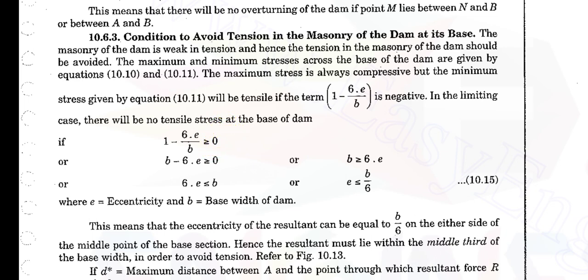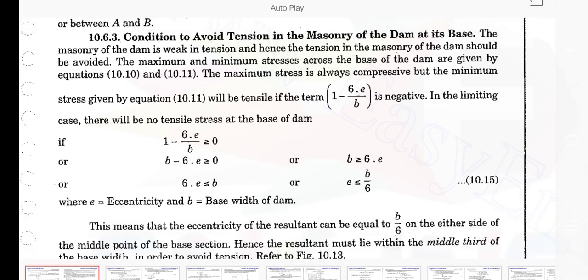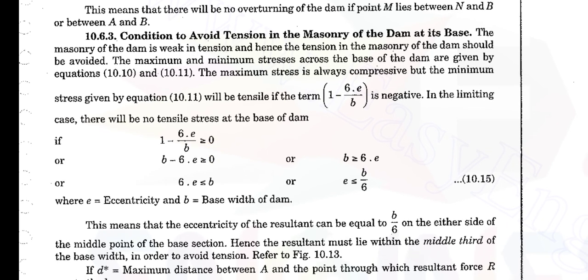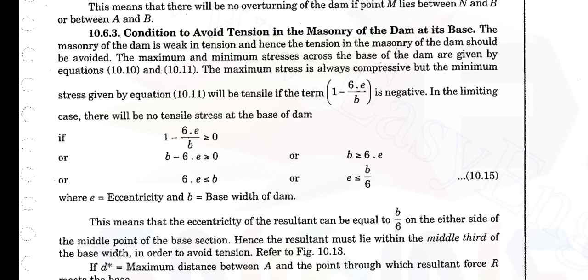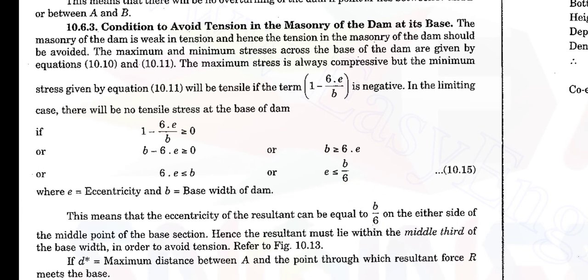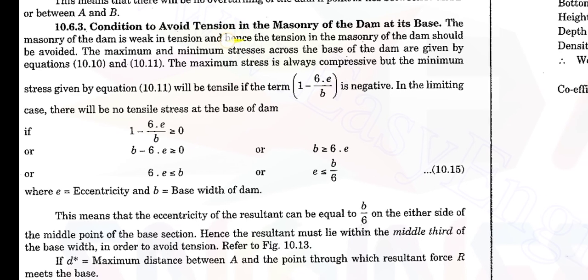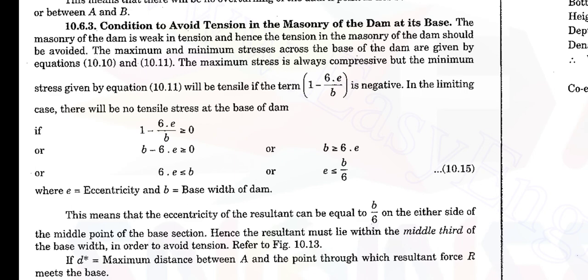In that case, rearranging by taking the LCM, B minus 6e is greater than or equal to 0. So 6e will be less than or equal to B, where B is the total width. Rearranging this also, e should be less than or equal to B by 6 to avoid tension. If tension occurs, the dam will start to break. So this is an important condition.